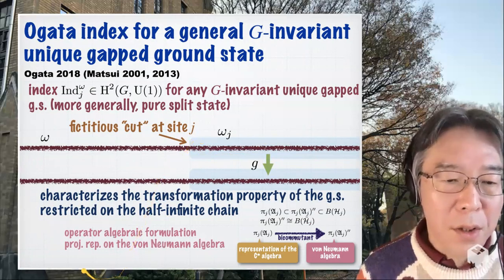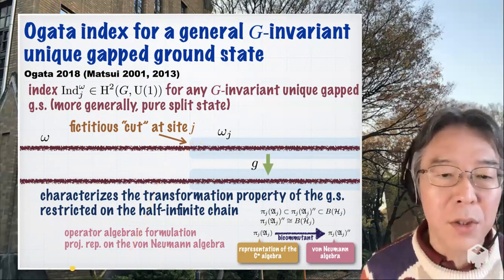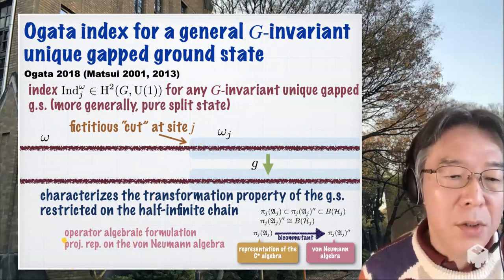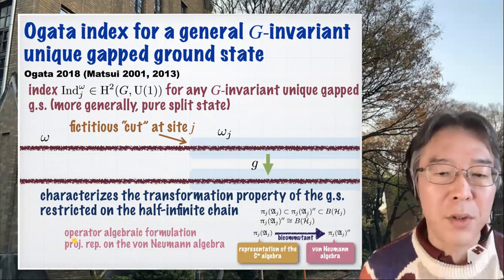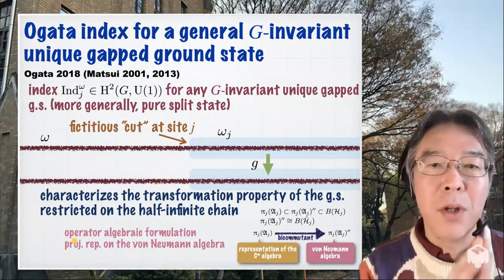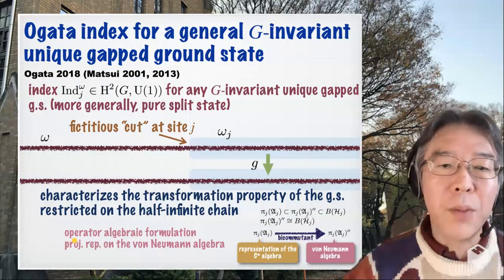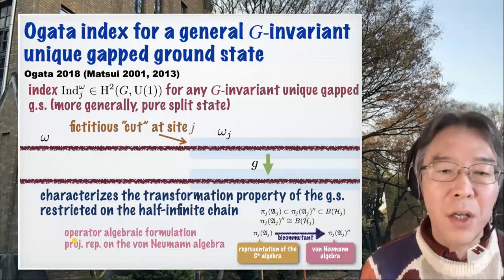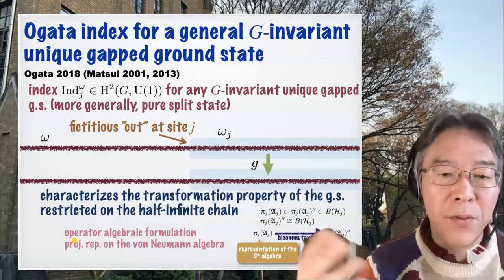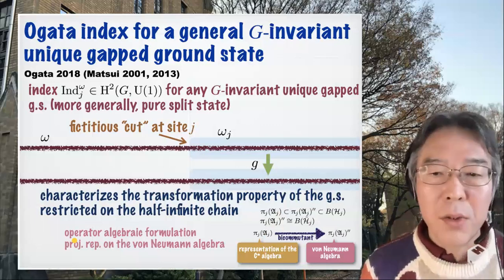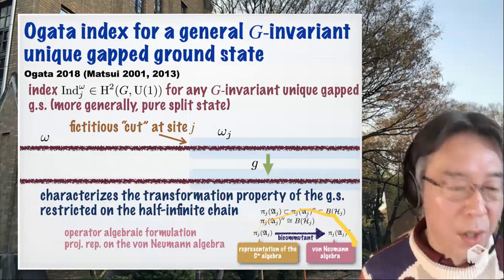And the definition is not easy. Actually, I will discuss the definition at the end of this lecture. She makes full use of the operator algebraic formulation, something a bit abstract and difficult. But with this formulation, you can treat spin systems on the infinite chain from the beginning. And there is a clear advantage when you define an index to work directly on infinite systems. Okay, so I will talk about the definition later.